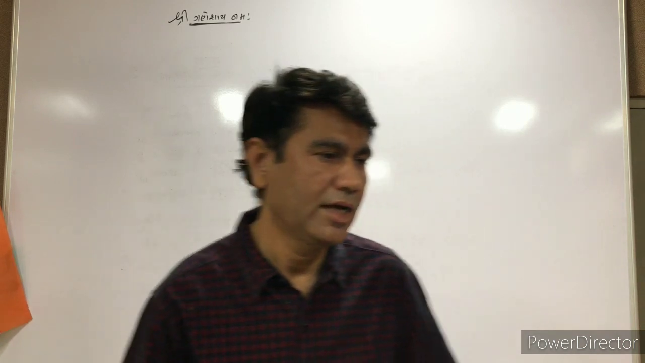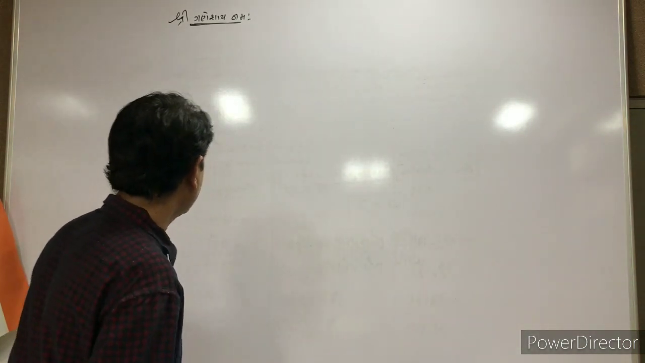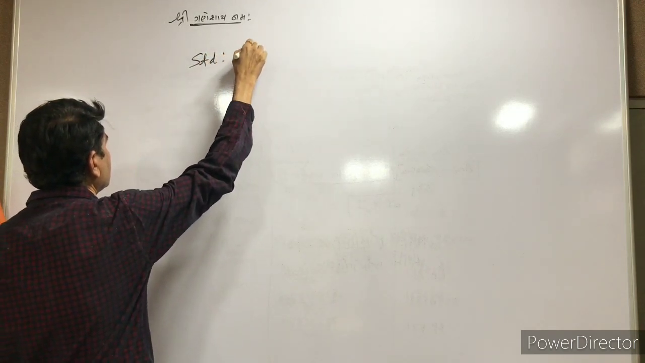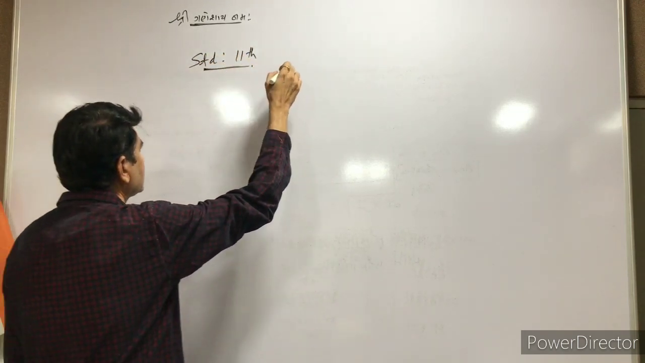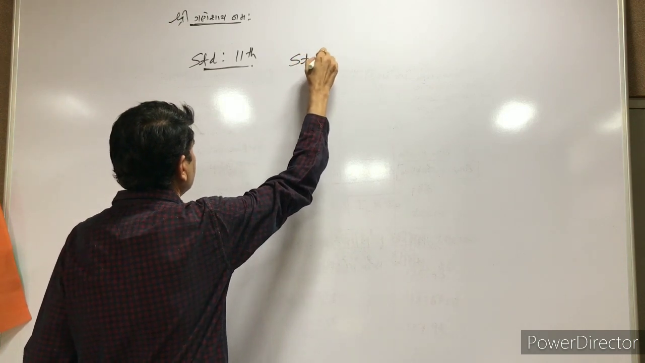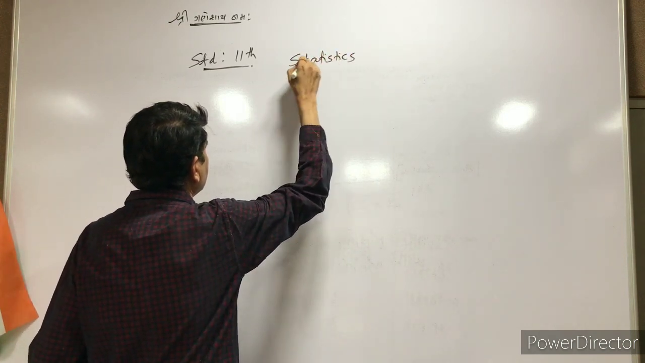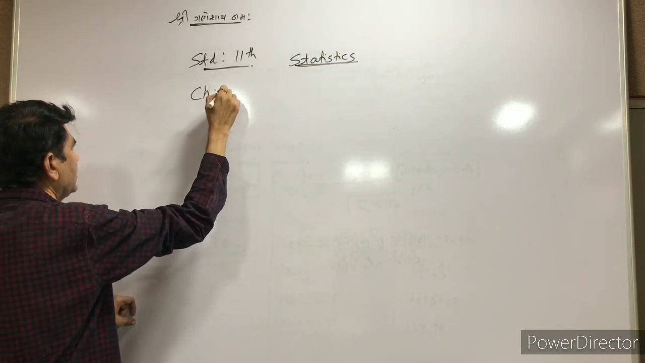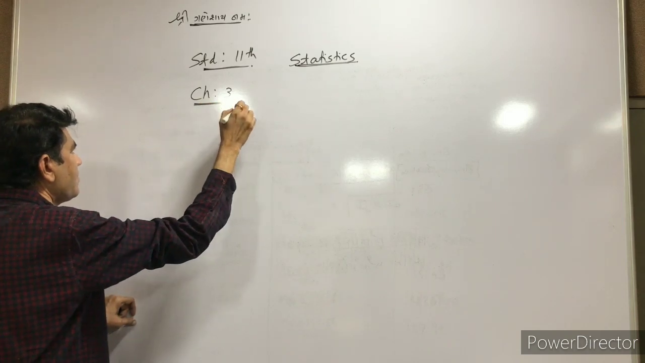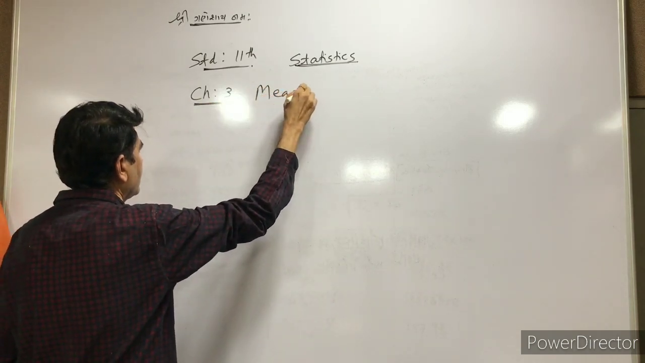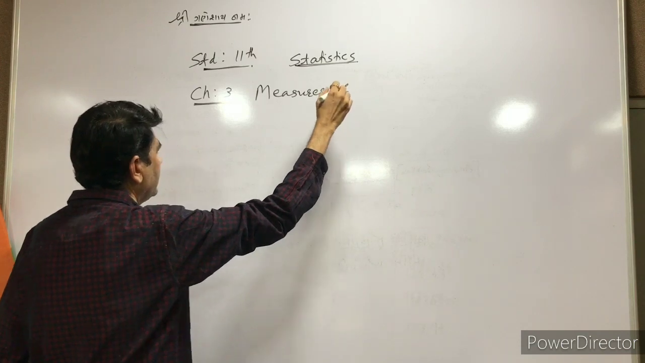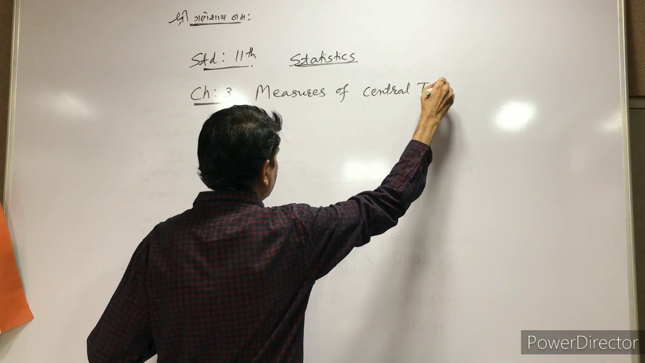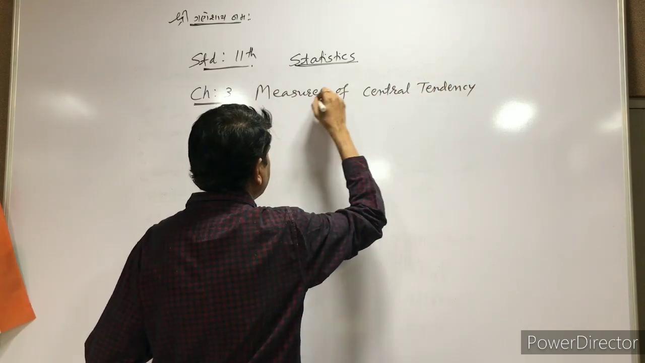Okay, so write down the heading: chapter number 3, standard 11, subject statistics. And chapter number 3, measures of central tendency.